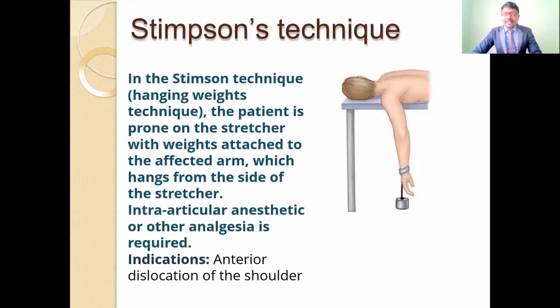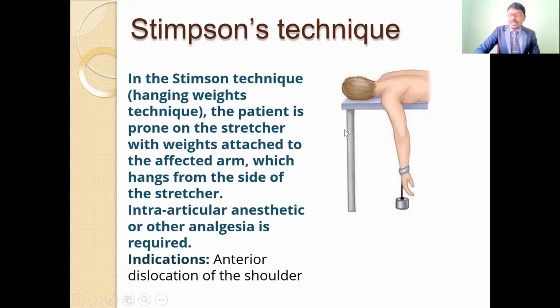Another technique is Stimson's technique. In Stimson's technique, we make the patient lie in the prone position. In the prone position, if we give weights to the distal part of the arm, hanging from the hand, it is going to give traction to the shoulder joint.